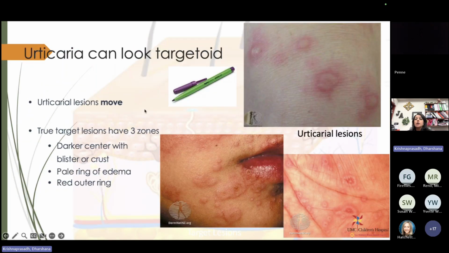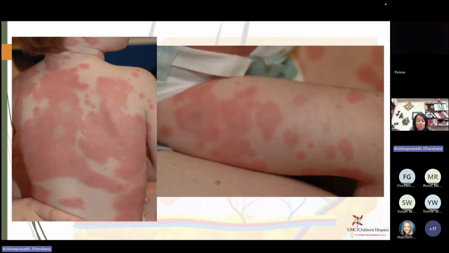A urticarial reaction can move. They can have three distinct zones: a darker center or blister or crusting, a pale ring of edema, and a red outer ring as well. More pictures for us to look at and differentiate what these pretty similar lesions look like.